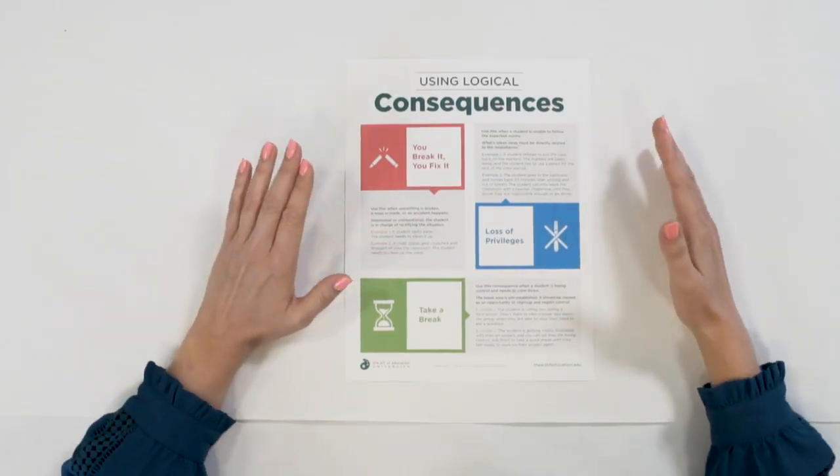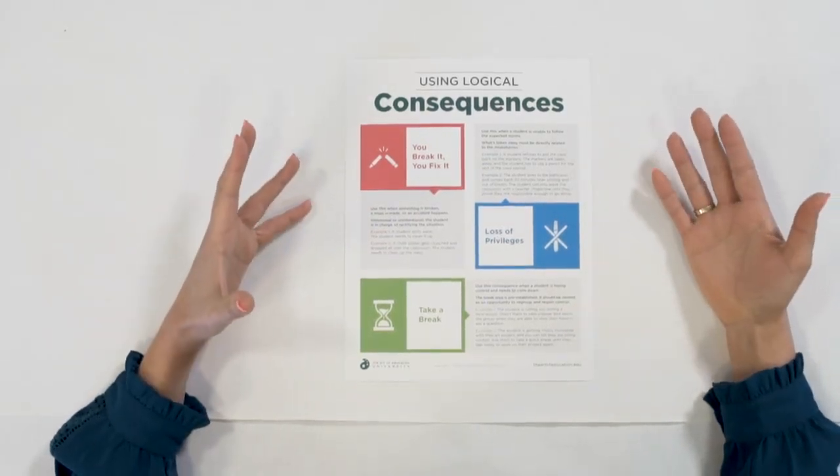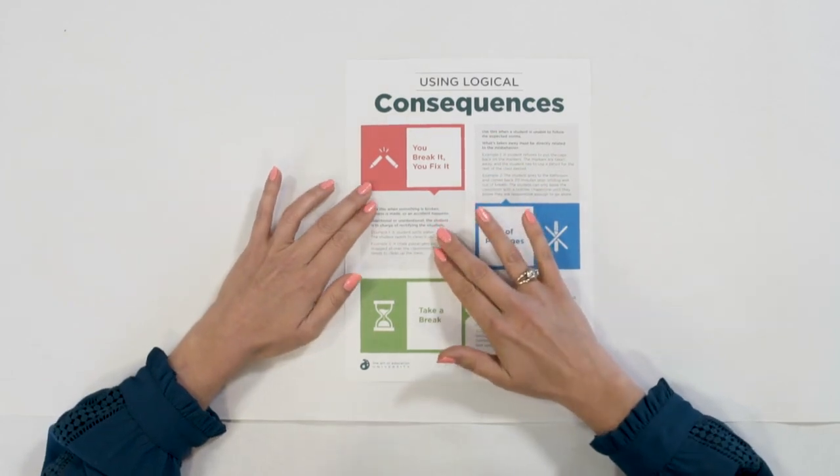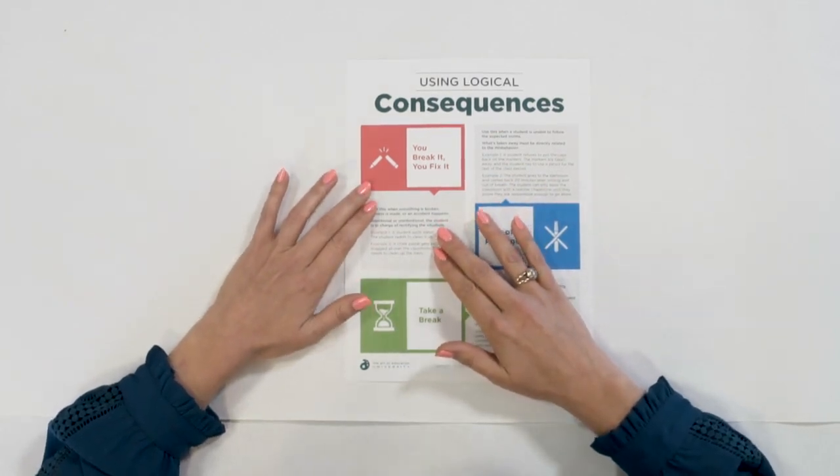So here are the three philosophies behind logical consequences. The first one is, if you break it, you fix it. What this means is, whether it's intentional or unintentional, if you break something, you have to fix it. If you can't fix it, you have to buy a new one or provide a new one. For example, if a student spills water, they didn't break the water, but they spilled it all over the place. Great, now you have to clean it up. You break it, you fix it.